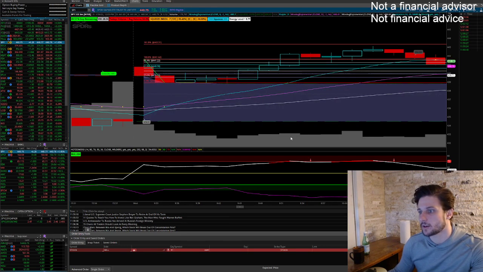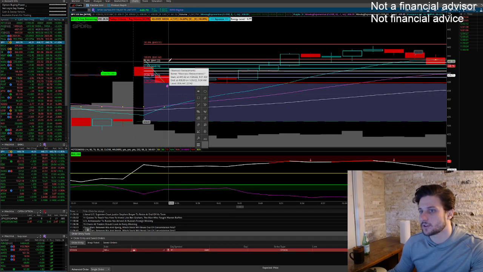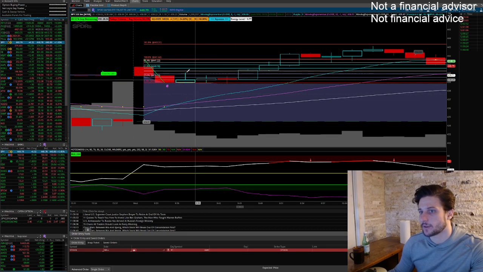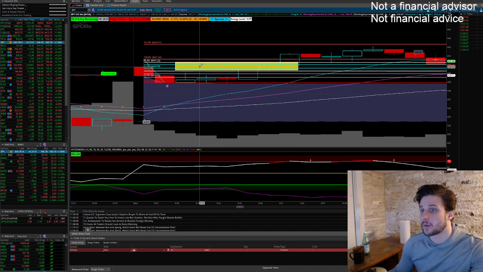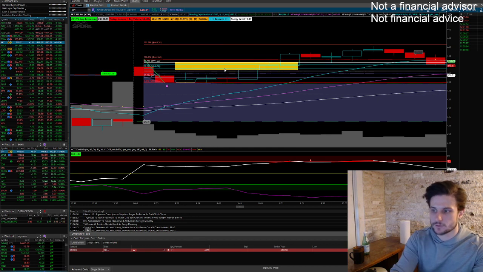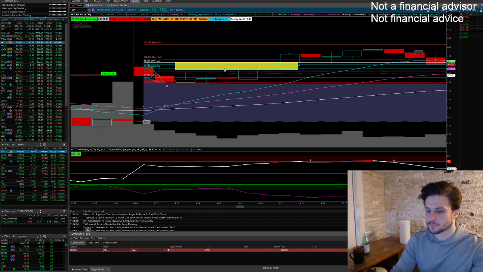So we'll go A here, and then our B zone is going to be the 50 to the 85 retrace of A. So that is this big box here. And ideally, it's the 61.8 retrace.